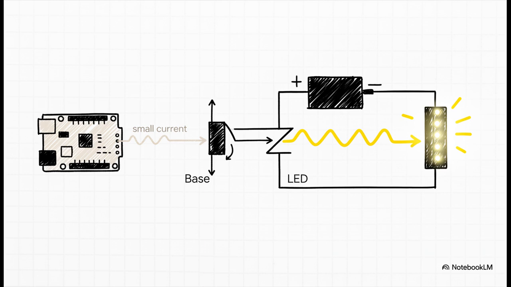circuit. Think about a microcontroller, like an Arduino. The little pins on that board can only push out a tiny bit of current, not nearly enough to run a big motor or a super bright light. But it can easily provide that tiny base current the transistor needs. So the transistor acts like a force multiplier for electricity. The Arduino whispers and the transistor shouts.